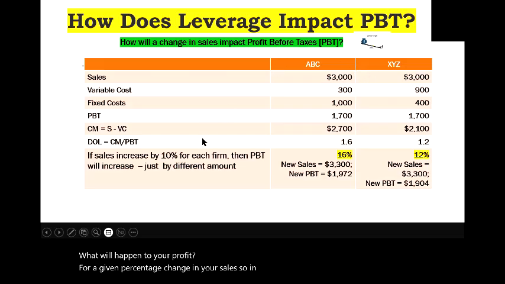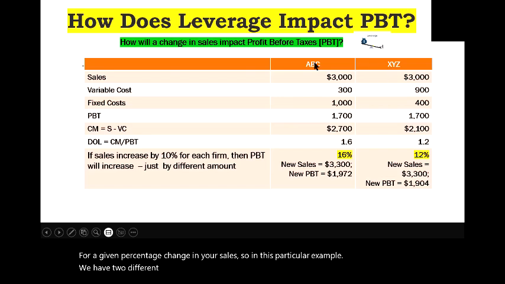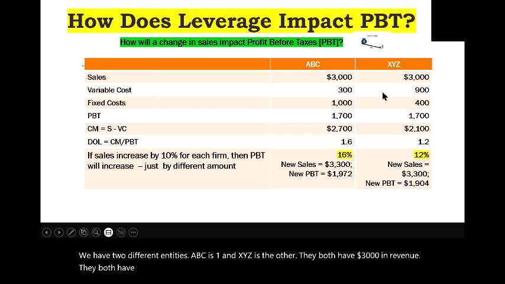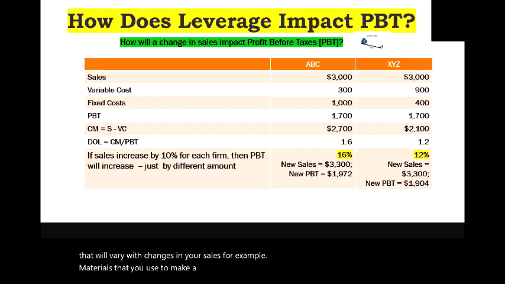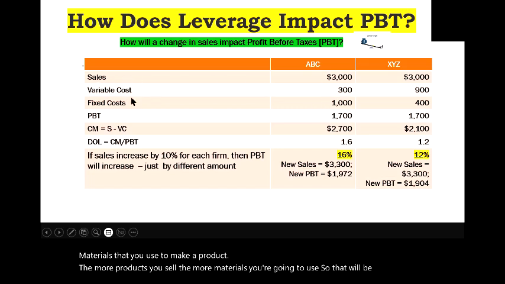So in this particular example, we have two different entities. ABC is one and XYZ is the other. They both have $3,000 in revenue. They both have variable cost, and I should quickly define variable costs are simply those expenses that will vary with changes in your sales. For example, materials that you use to make a product. The more products you sell, the more materials you're going to use. So that will be an example of a variable cost.